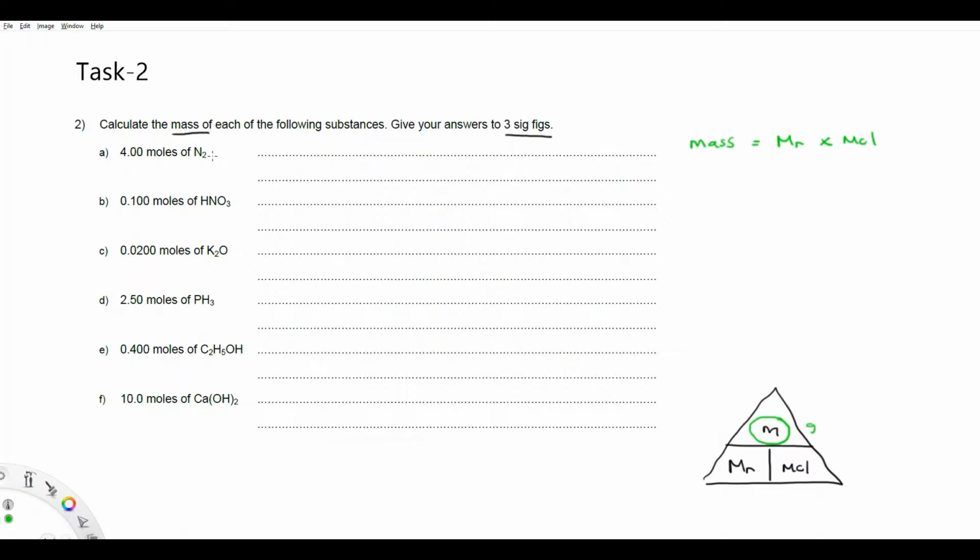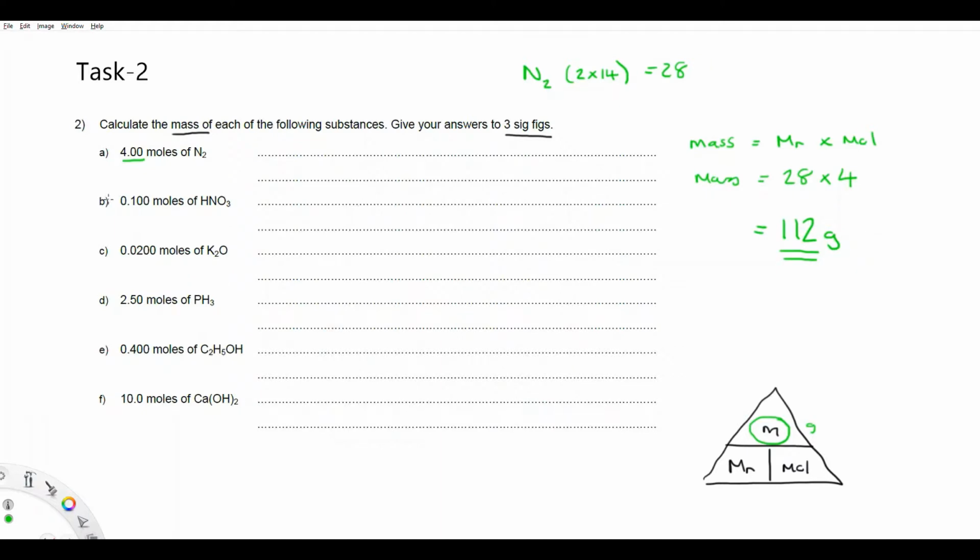Well, the Mr of nitrogen is N2, so that's going to be 2 lots of 14. Nitrogen has a relative atomic mass of 14, so that would give me 28. So the mass that I need to weigh out is going to be 28 times, well, I want 4 moles, so that would be 28 times 4. So if I pick up my calculator, 28 times 4, that would give me 112 grams. And as you can see, this is correct to 1, 2, 3 significant figures.